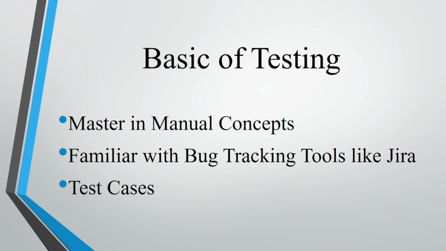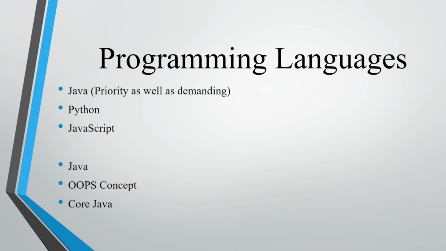If a person wants to become an automation tester, then he or she must master the manual testing concepts, be familiar with a bug tracking tool like Jira, and also know how to write test cases. Apart from that, they must know programming languages like Java, Python and JavaScript.